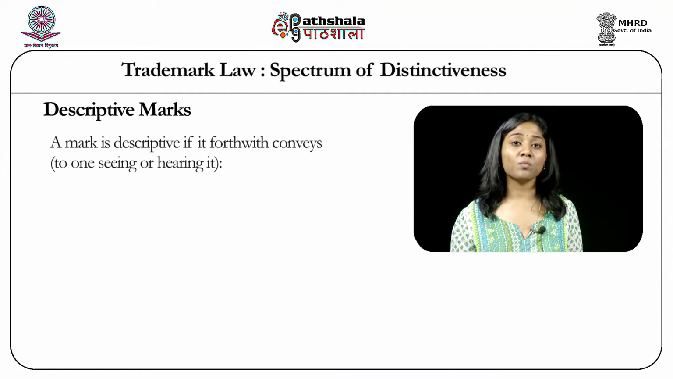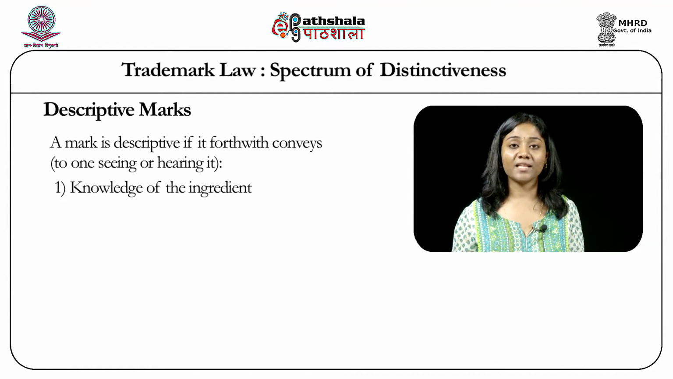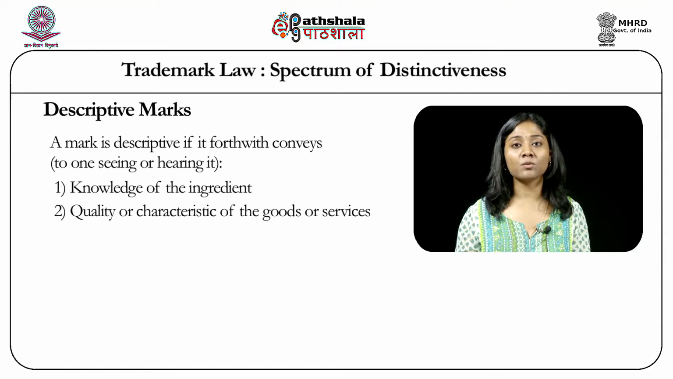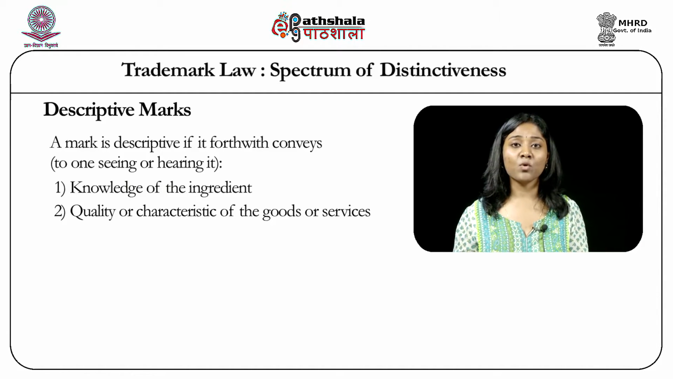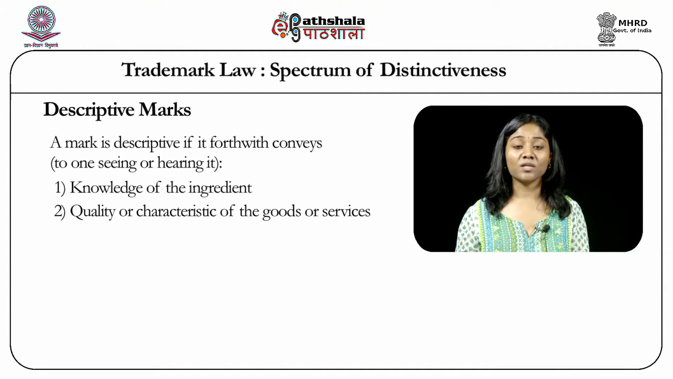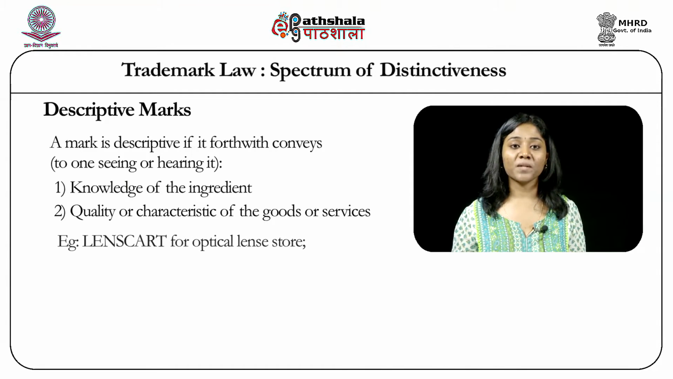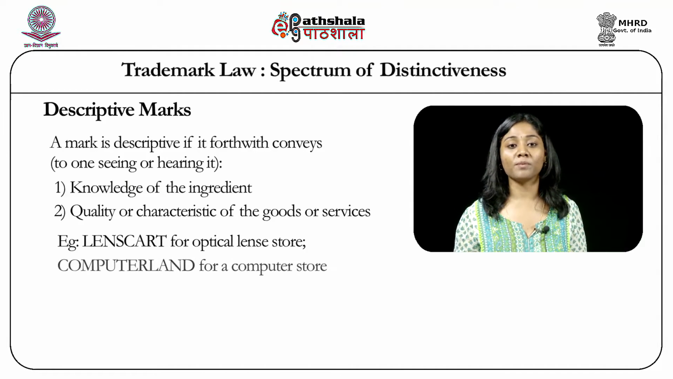Next would be a descriptive mark. Now, descriptive marks in a sense are known to be weaker marks because they describe the character or the quality of the mark in itself, and thereby are not helpful in distinguishing goods and products, because in a sense most of the goods in the same class would have the same distinguishing feature. And so a descriptive mark is really not a strong mark but a weak mark. The best example of that would be Lens Cart for optical lens markets, or even Computer Land for a place which is known as a computer store, which essentially means it's a land of computers or it's a cart of lens. Nothing much to be described more.